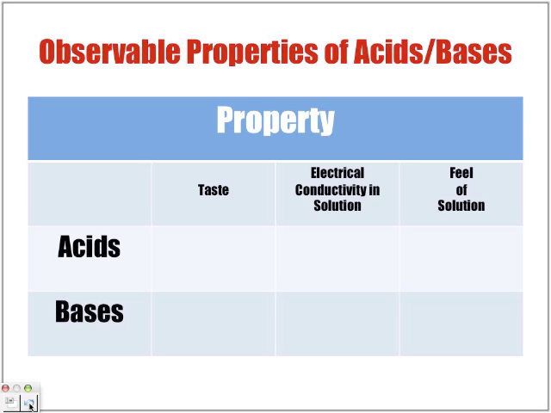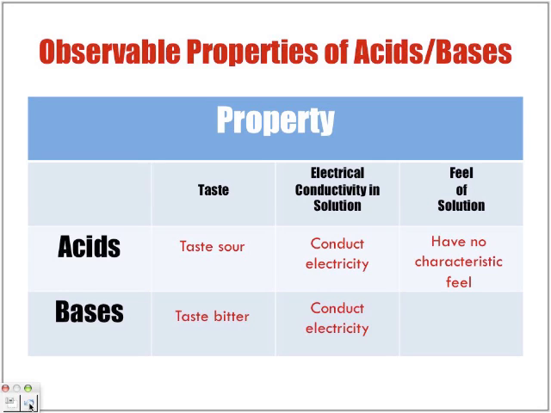Some observable properties of acids and bases. Their taste: acids are sour, bases are bitter. Electrical conductivity: they both conduct electricity. In terms of feel, of course, we would never want to touch any acids that we're unaware of. You can touch your soda pop, or vinegar might spill on your fingers, but if something is acidic, there's really no feeling to it. It just feels like a regular liquid. But anything that is basic or alkaline feels very slippery.